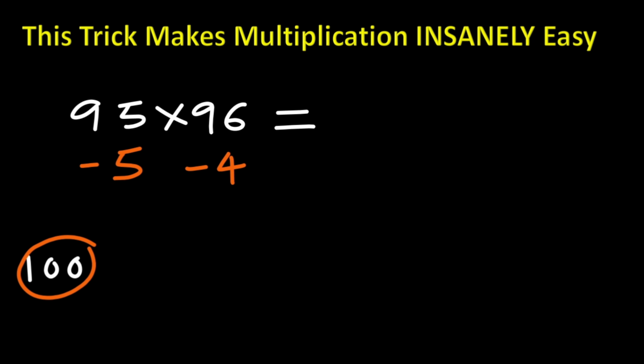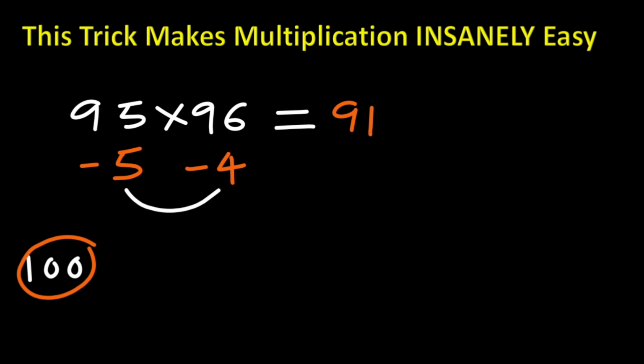So, we do 96 minus 5, which is 91. Or, you can do 95 minus 4, that is also 91. You can do either way. So you see that we got 91, and now you're going to multiply these two numbers.